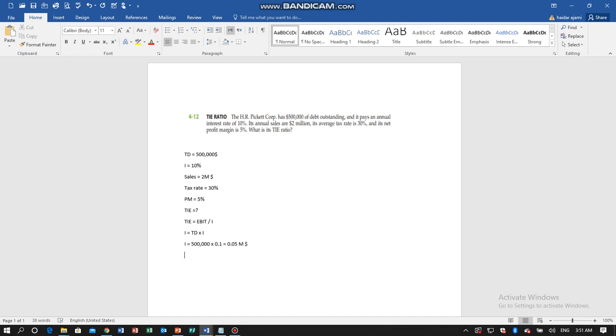In order to calculate the earnings before interest and tax, we should first start with the profit margin, which is equal to net income divided by sales. We calculate the net income, which is equal to the profit margin times sales. So the net income is equal to 5%, 0.05 times the sales, which is $2 million. Okay, so the net income is $0.1 million.